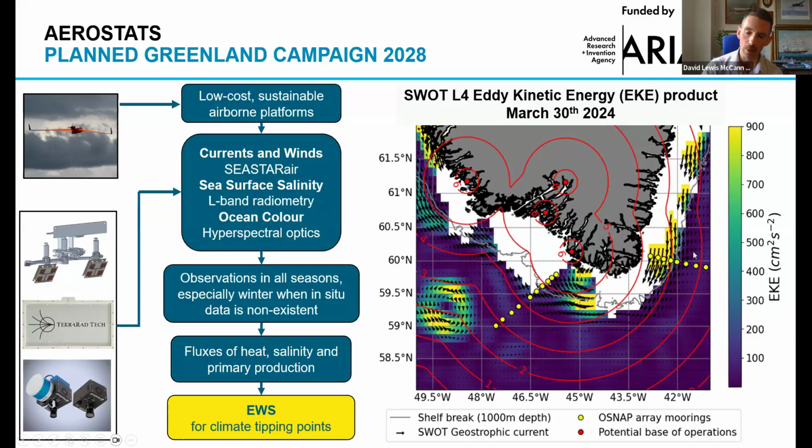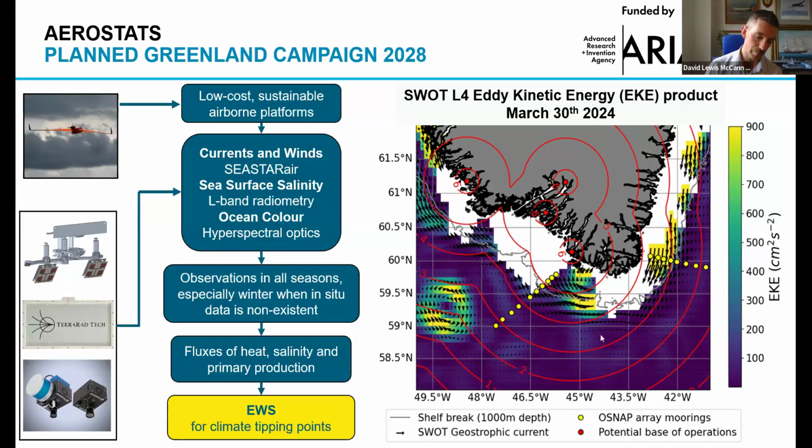And on this plot we have the color, which is the eddy kinetic energy, which is a proxy for dynamic variability. The vectors are the geostrophic current L4 product. Then we also have a gray line, which is the shelf break at 1,000 meters. If you remember, the currents and all of this cross-shore variability and gradients are constrained to the shelf break. The yellow dots are the O-snap array moorings in the North Atlantic, and then the red dots are our potential bases of operations.